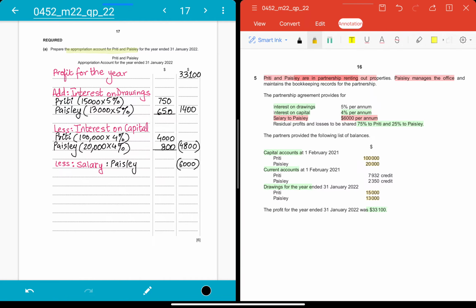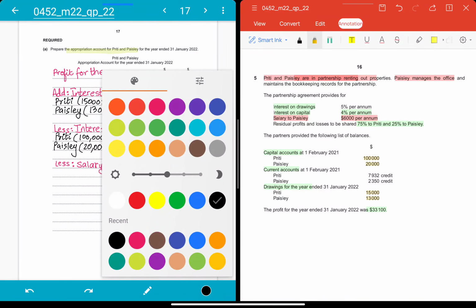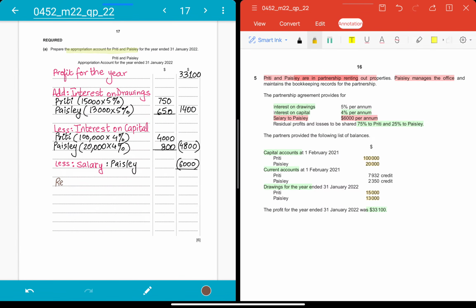Okay, so I hope everyone is following that, and let's just try to finish this part for 6 marks. So eventually you will be getting the residual profit. So let's write it, the residual profit. So here we go, the residual profit we got, and we'll use a calculator here. So 33,100 plus 1,400 minus 4,800 minus 6,000, so we got 23,700 as the residual profit.